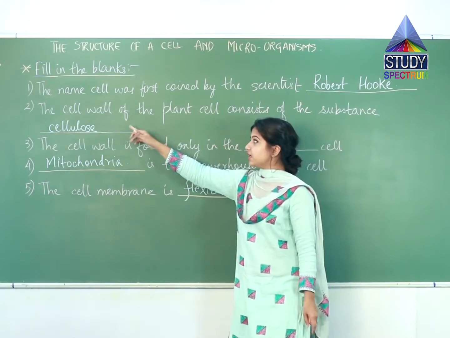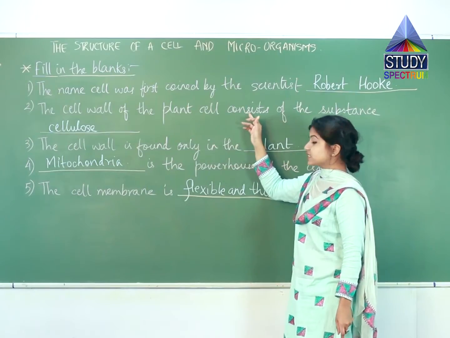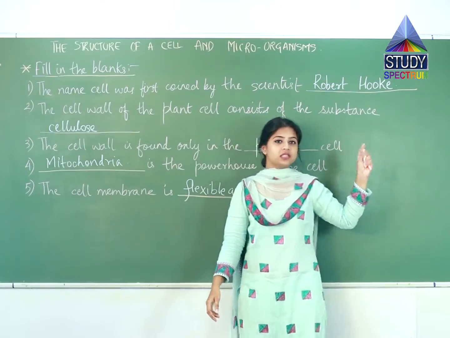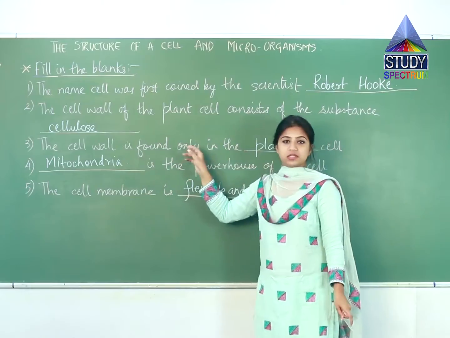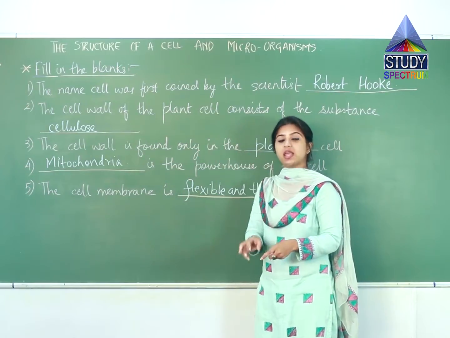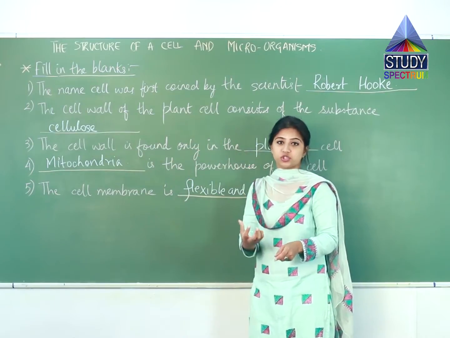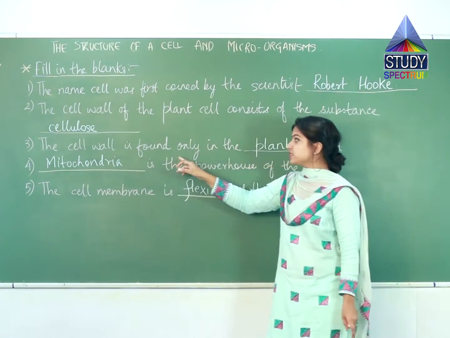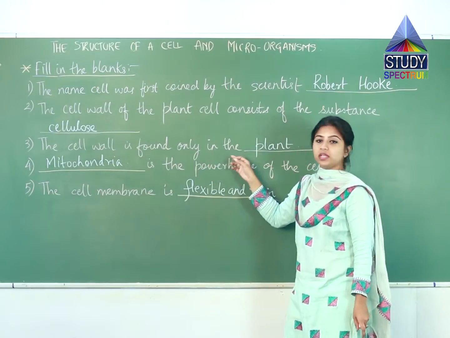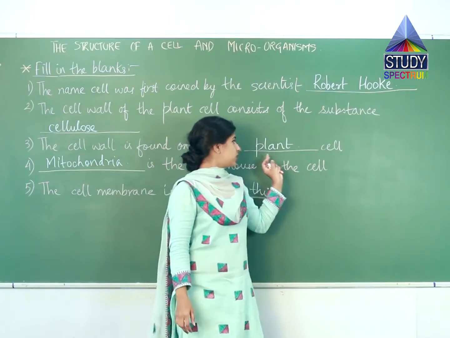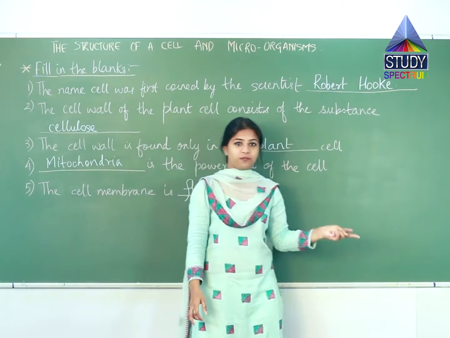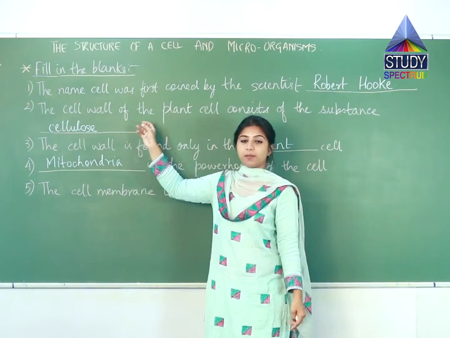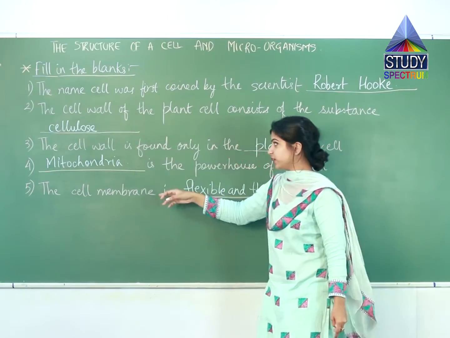So the next one is the cell wall of the plant cells consists of the substance cellulose, because cellulose gives it its strength and its hard shape and structure. The next one is the cell wall is found only in the plant cells. That's a very obvious answer because we just solved one question about it that had the same answer actually.